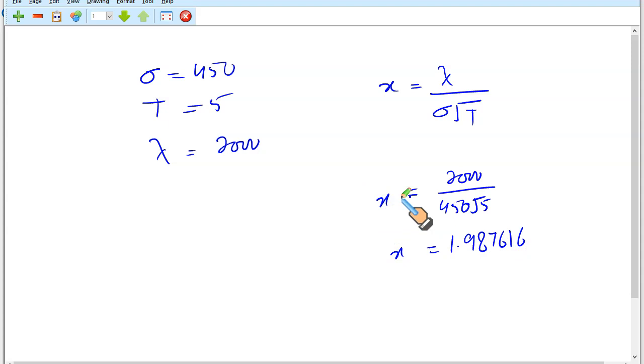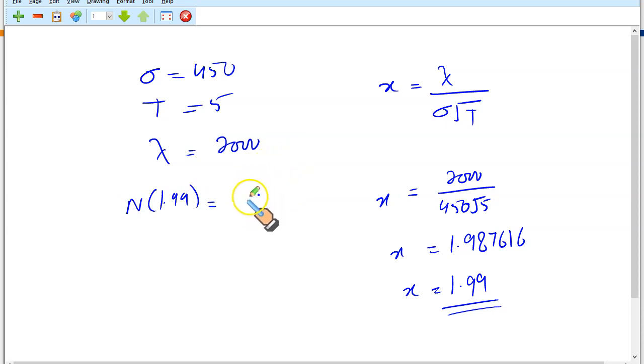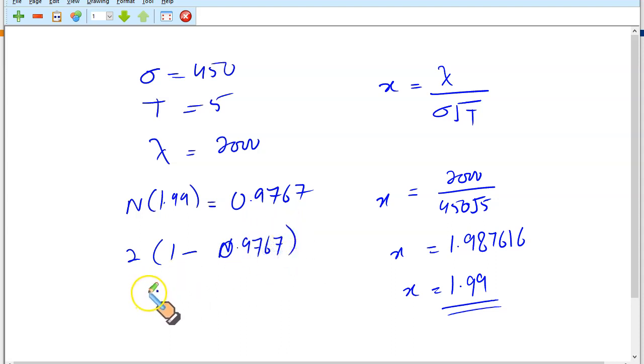This is the first step. Now what you will do, you need to round it off to 2 places of decimal, 1.99, right? Now go to the table and see the value in the table. Let us open the table if it's possible. Now if you look this number up in the Z table, what you will find for 1.99 is going to be 0.9767. Now coming back to the formula that will give you the probability of default, the formula is 2 into 1 minus N(x), which we have calculated as 0.9767.